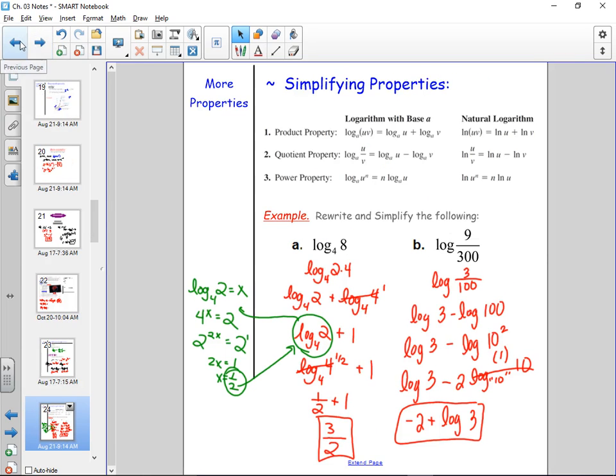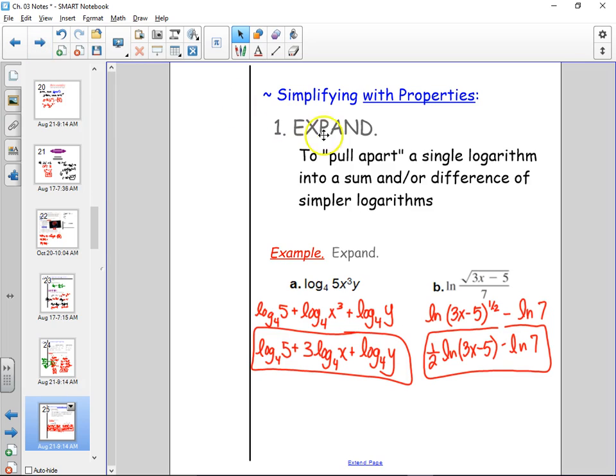Okay, section 3.3. These 3 properties, product, quotient, power, hopefully we're studs on those, but still might want to highlight how to use them. Know the difference between what it means to expand or condense. You might look over a few examples. Expand and condense, the 2 big words.